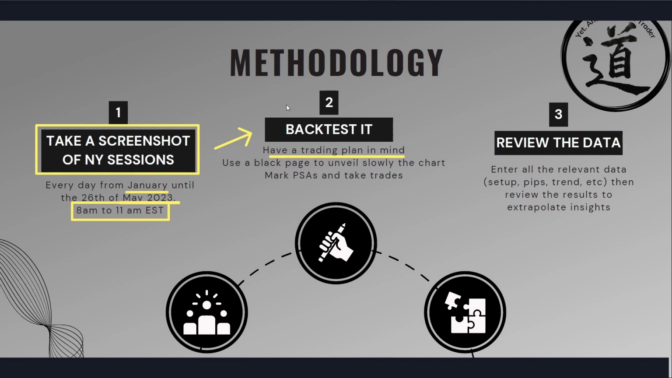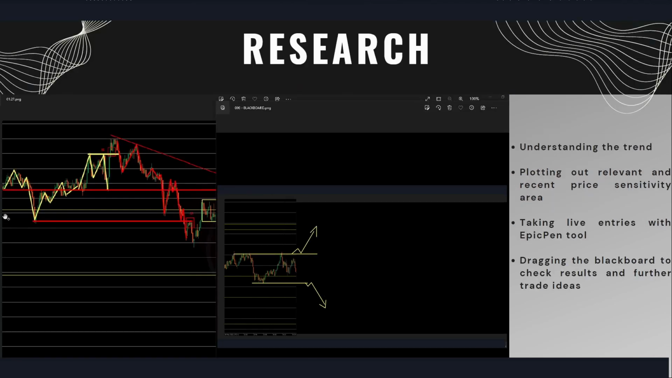Then after backtesting it, I reviewed the data. So I entered all the relevant data: what the setup was, how many pips, how far would it go, what was the trend. And then I would review the setup and highlight some insights that might be useful for me in actual live trading. So the research was exactly like this.